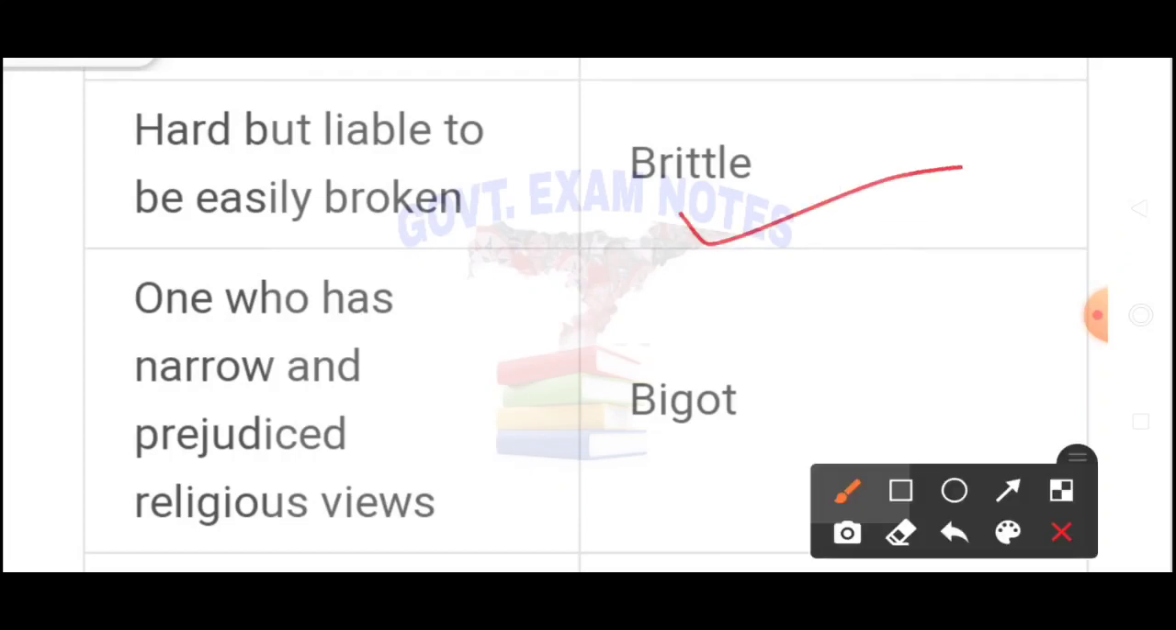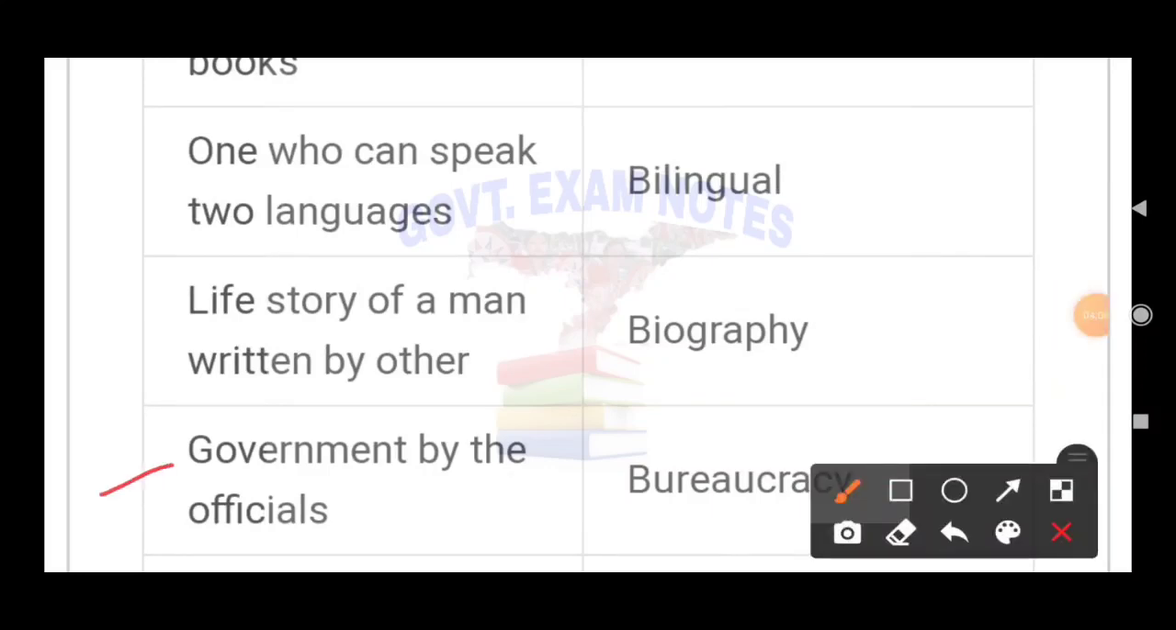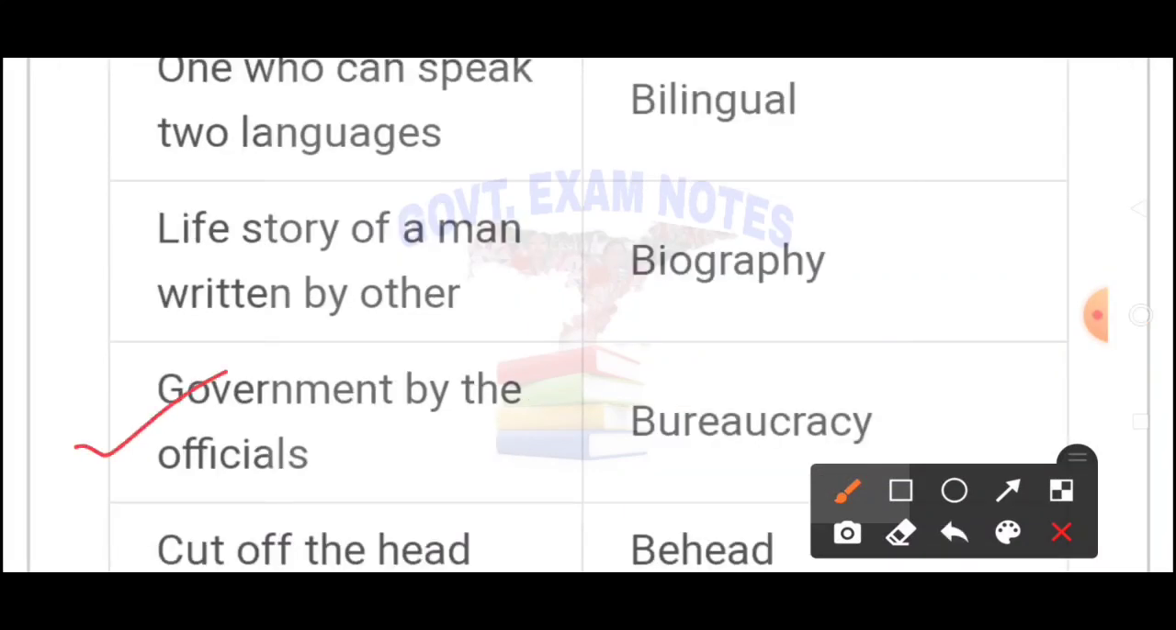Then one who has narrow and prejudiced religious views. If a person has a very narrow mind regarding religious views, and is prejudiced, he will be called bigot. One more is government by the officials. Government by the officials is called bureaucracy. Government by the officials is called bureaucracy. You can check the spelling here.